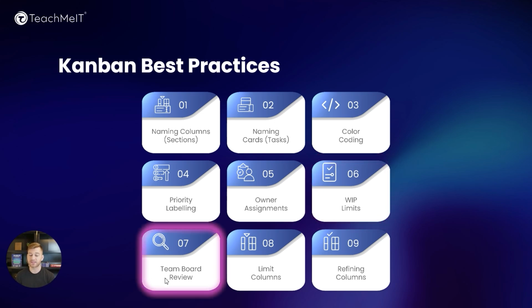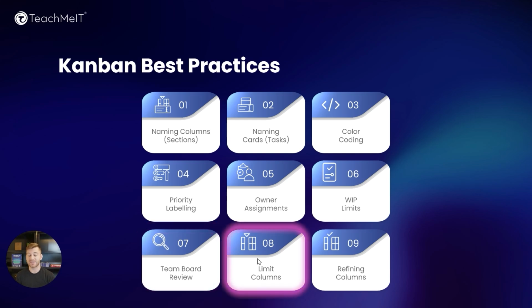The seventh best practice is to use a team board review. You can do this weekly and just review the board with your team, ensuring that work is being completed as expected, that no tasks or cards are oddly placed or not being worked on properly, that the specific columns that you have are actually still relevant for either your project or your operations or whatever it is, and that you're ensuring that overall the board looks satisfactory to everyone who is using it.